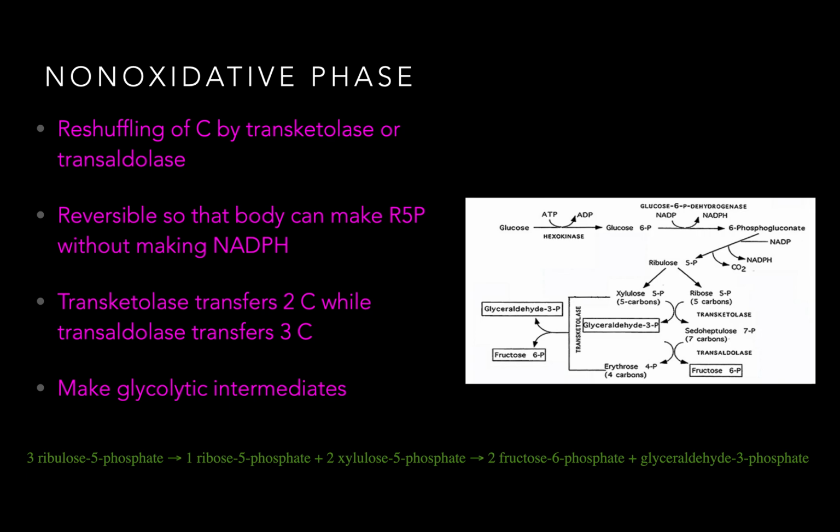The non-oxidative phase is basically just a reshuffling of the carbons by either the transketolase enzyme or the transaldolase enzyme. And this process is reversible so that the body can make the ribose 5-phosphate without making the NADPH, or in some variety of other ways. We will cover that in the slide about regulation.